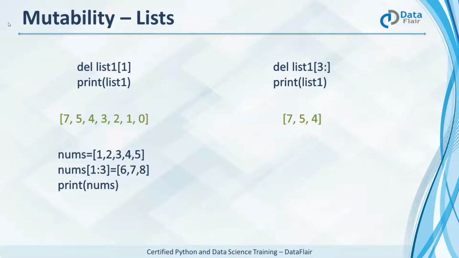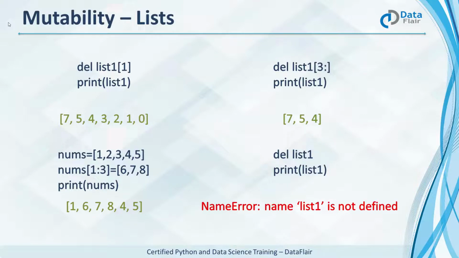This is a list nums and a slice with the second and third elements. To this slice, we reassign this list. Nums is now this. It replaces the values 3 and 4 with the values 6, 7, and 8. And if you delete a list, accessing it raises a name error.